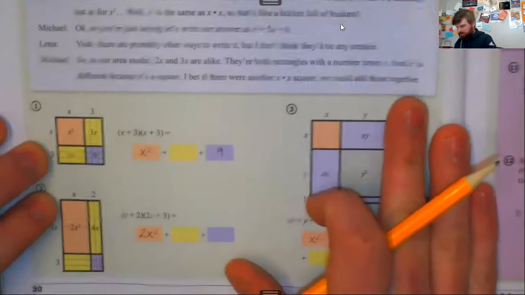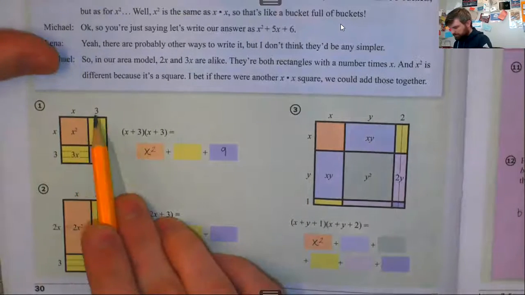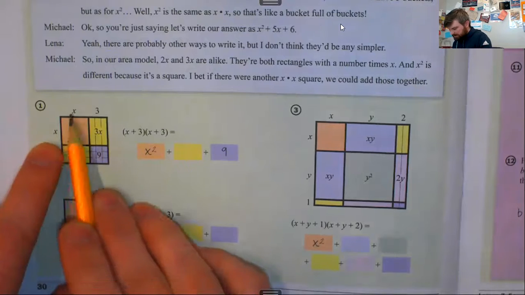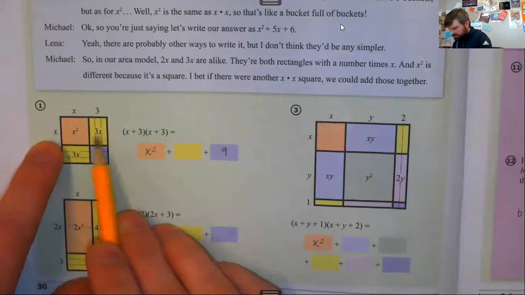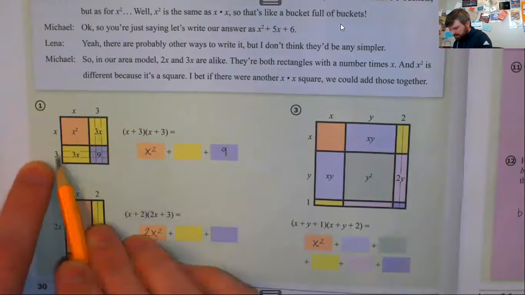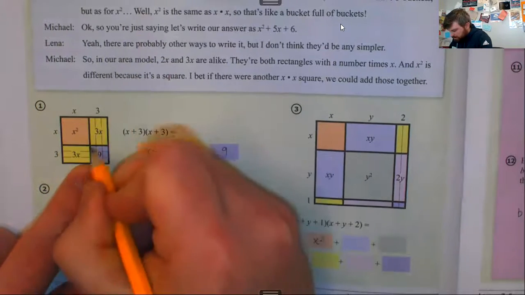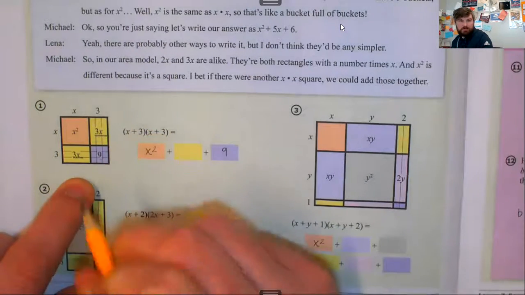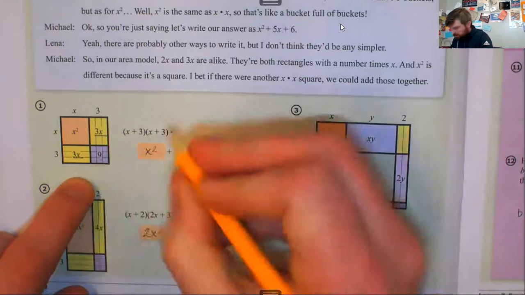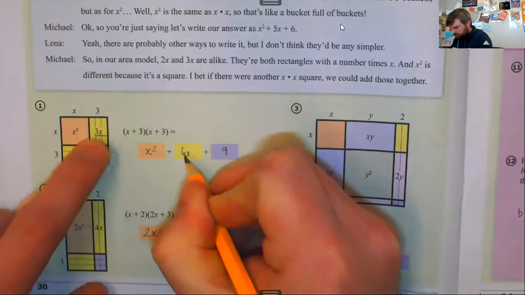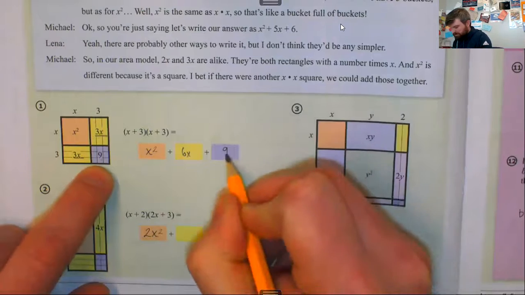Here in question 1, we have x plus 3 times x plus 3. So you got x times x is x squared, x times 3 is 3x, x times 3 is 3x, and 3 times 3 is 9. Here, these yellow areas are the same shape. They're both rectangles. So you got x squared plus 6x, because 3 plus 3 is 6, plus 9.